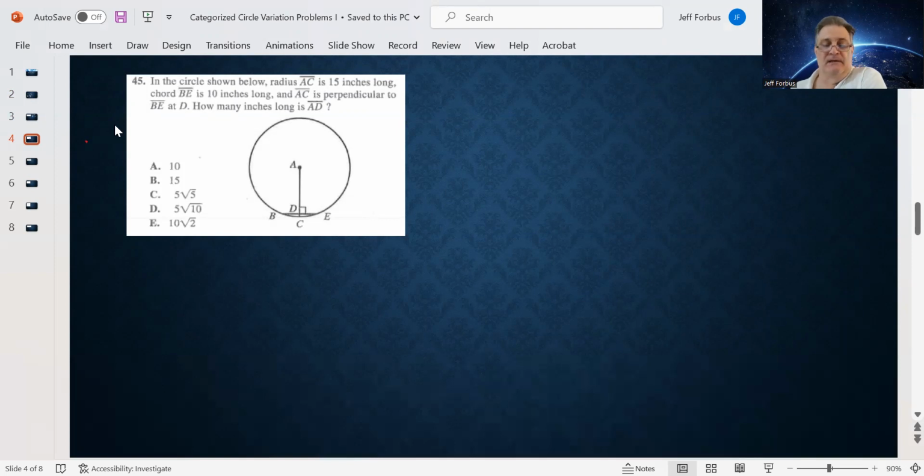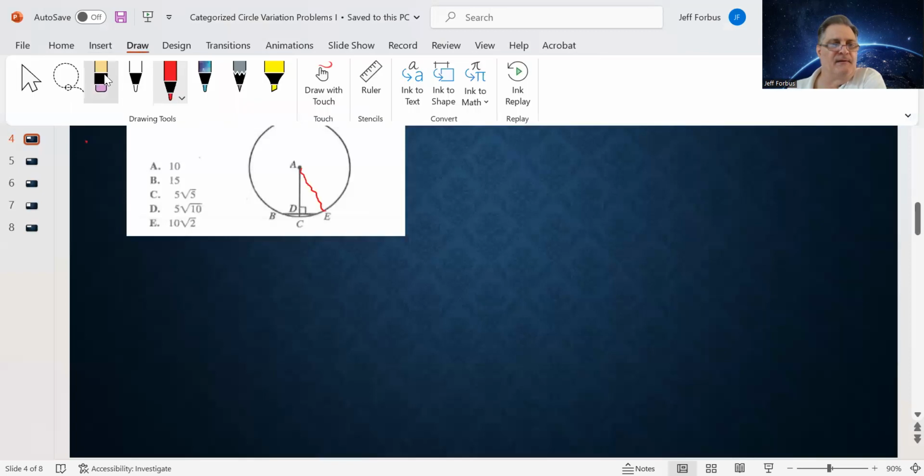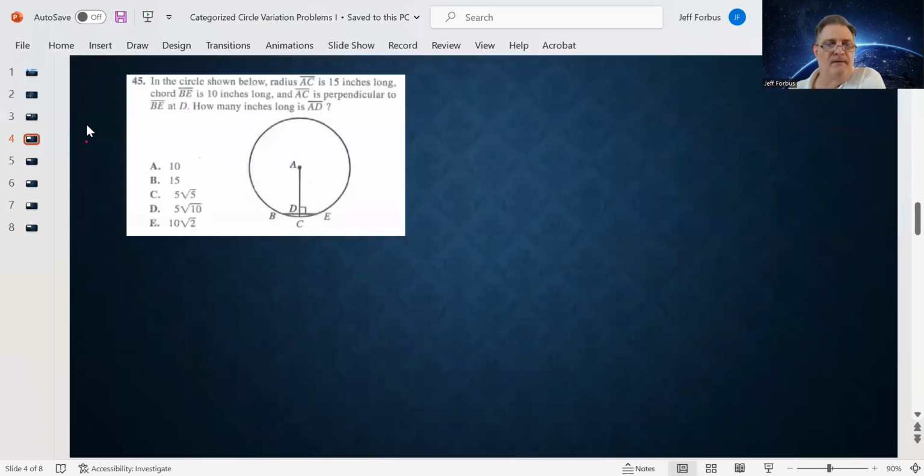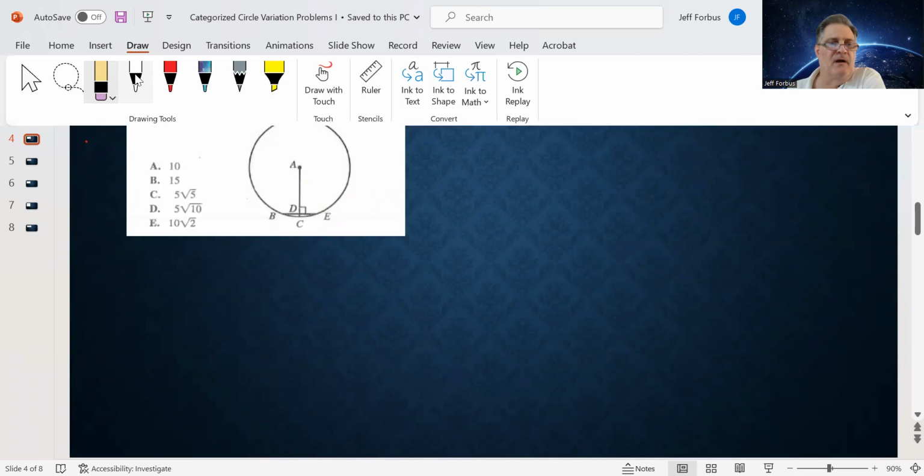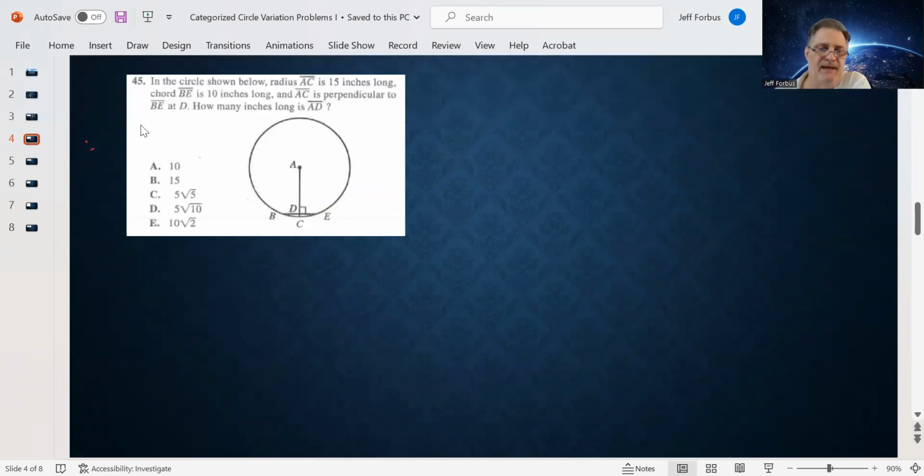Well, okay. It would help if we had some triangles. So what I'm going to do is draw my radius from A to E. Well, sorry. Let me fix that. All right, so we're going to go from A to E.